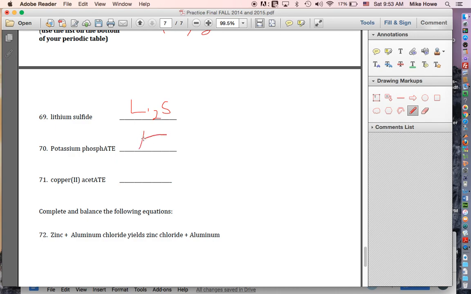Potassium, K. Phosphate. That -ATE ending means it's at the bottom of the periodic table on the polyatomic ion list. Be sure you don't get hydrogen phosphate or dihydrogen phosphate. All right, so the K is +1, and PO4 is -3. So if that's 1 and that's 3, you're going to have 3 of these atoms to match that phosphate charge. You do not need parentheses here because you only have 1 of the phosphate ions.